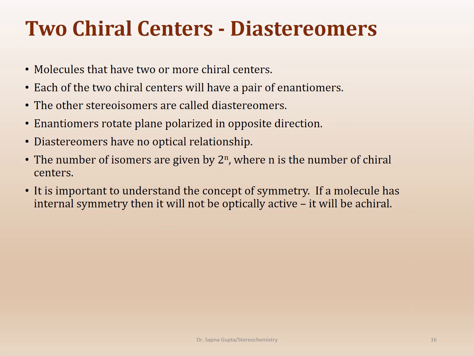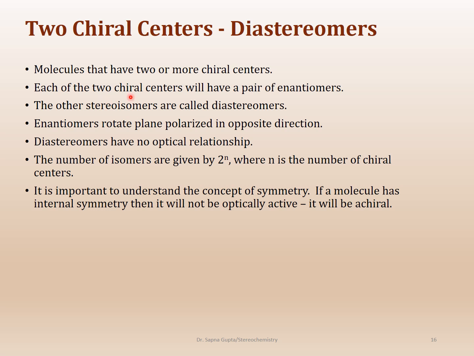So far, we have been dealing with compounds that have only one chiral center. Now let's look at compounds that have two chiral centers. Remember, we can have compounds which have up to 9 or 10 chiral centers. That was one of the examples that we did. So molecules can have more than one chiral center.